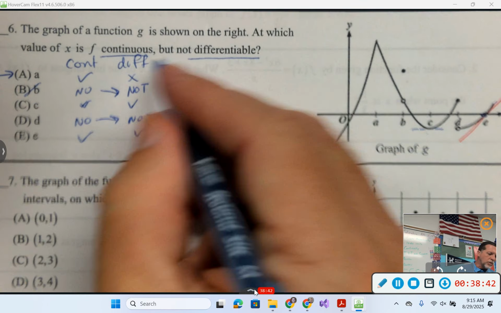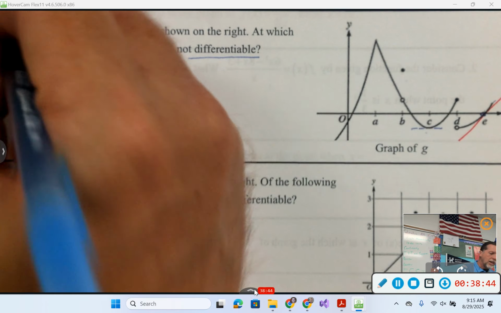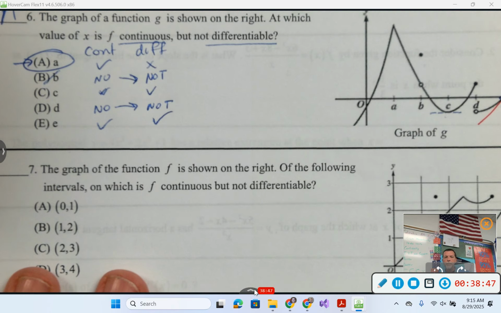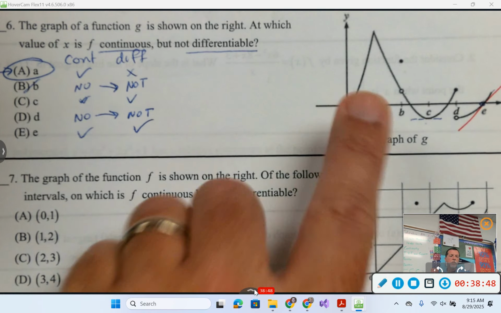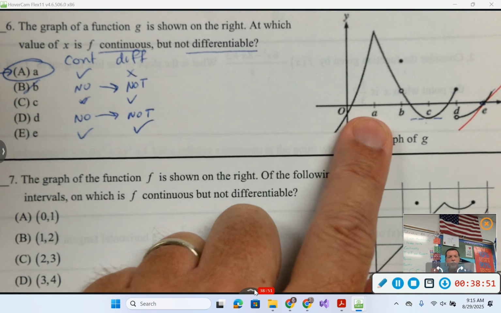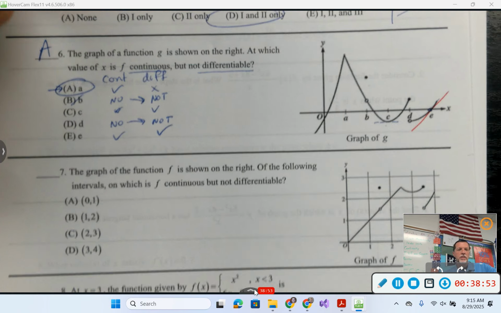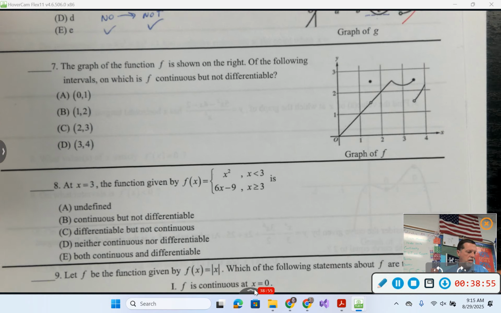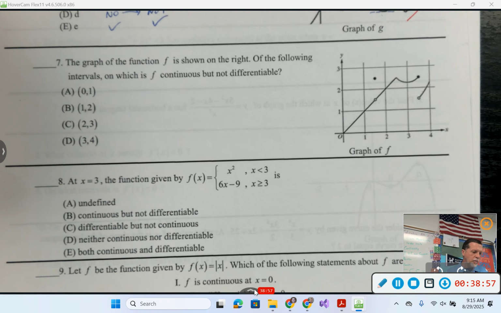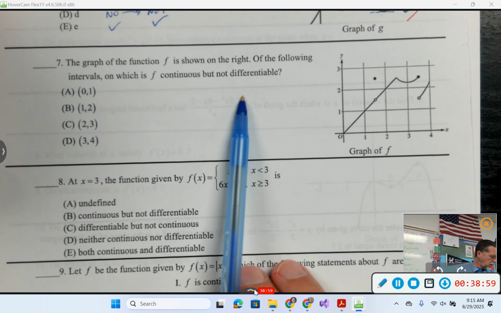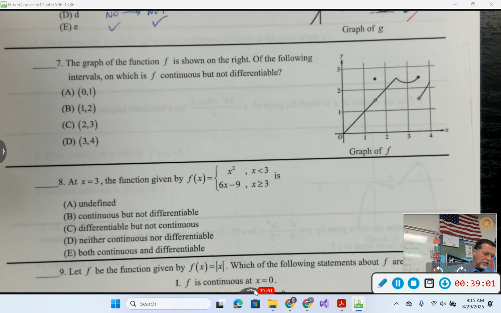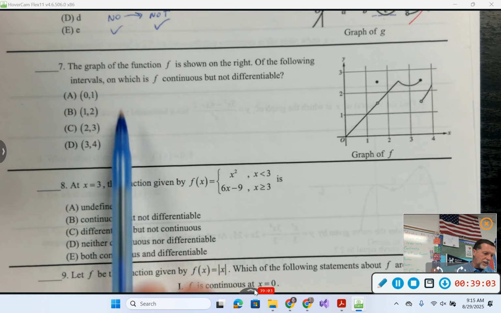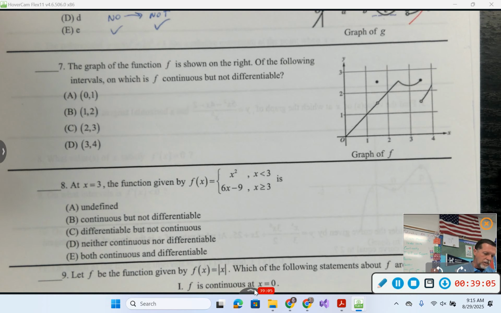So continuous but not differentiable was A. Sayla was right from the get-go. Another good example of a concept question, but not a calculation question. 7's pretty similar. Let me peek ahead. Do I need to check any others? 8 is the same as 5, it's just worded differently.